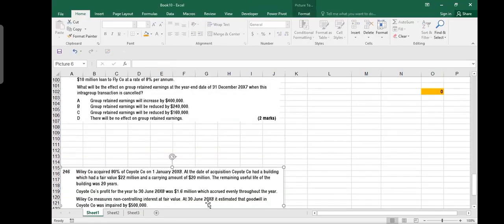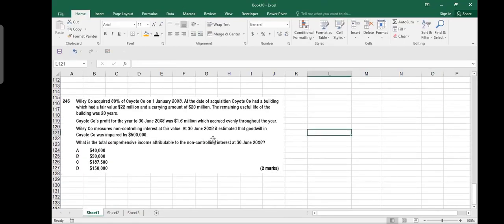Then comes 246. It says, okay, let's first read the requirement. What is the total comprehensive income attributable to the NCI, non-controlling interest, at 30th June 2008? Okay. So total comprehensive income, what goes to NCI? Let's read it together. Vili Company acquired 80% of Toyota Company on 1st January 2008. At the date of acquisition, Toyota Company had a building which had a fair value of 22 million and a carrying amount of 20 million. So there is a $2 million revaluation, a fair value adjustment.